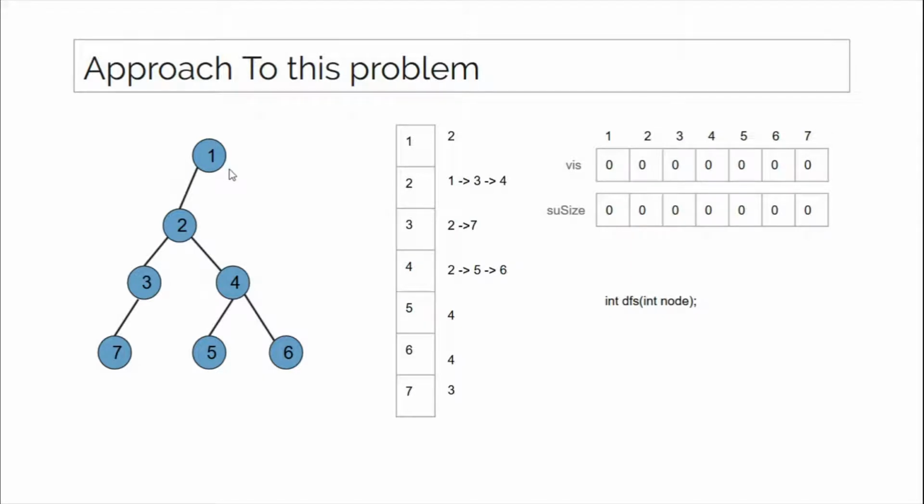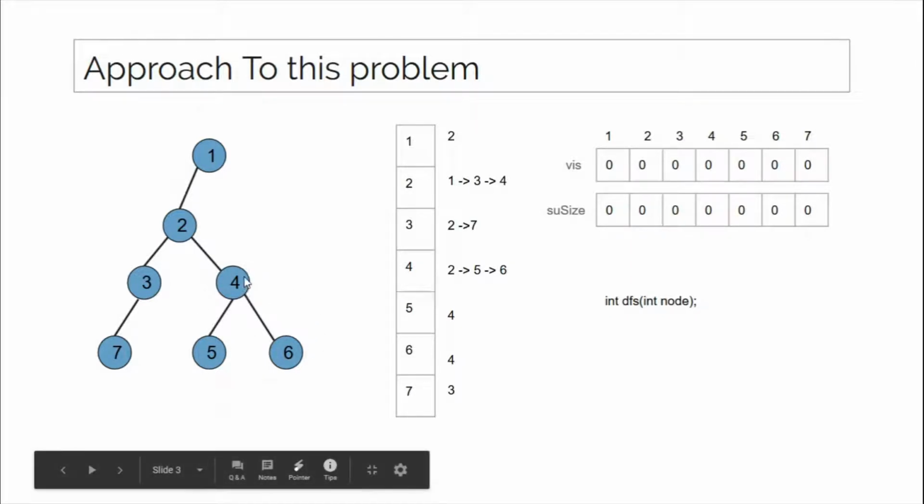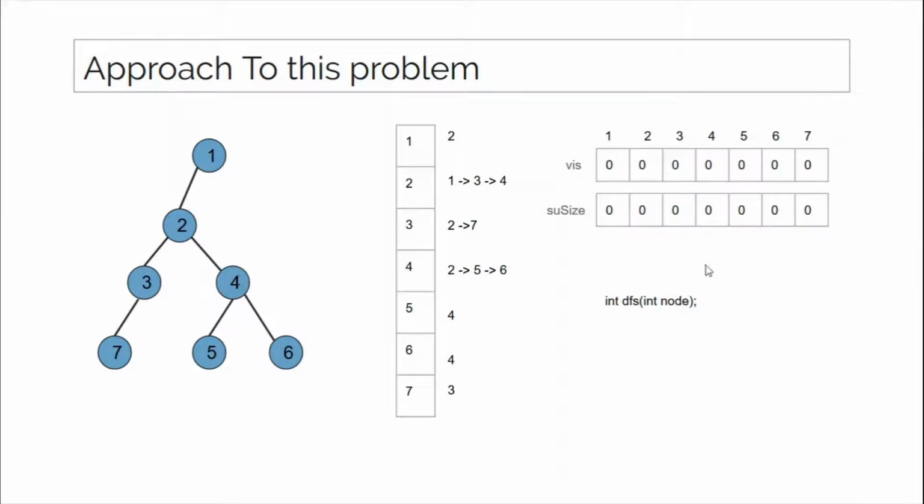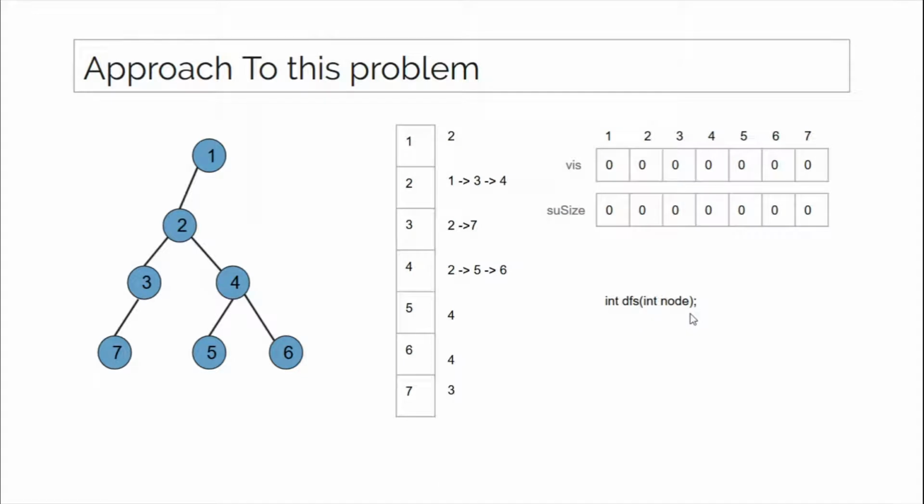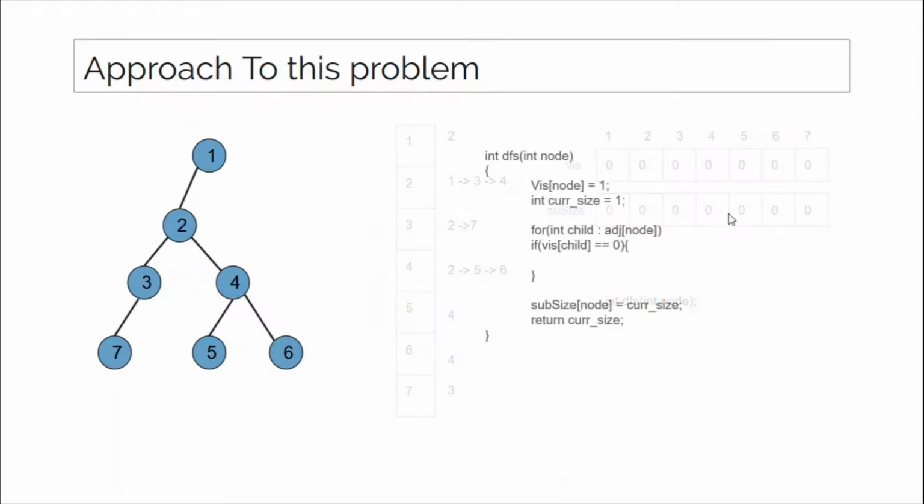If we take node 1 as root, then the subtree size of 4 would become 3 because there would be 3 elements in the subtree of node 4. Now whenever you make a DFS call to some node, it returns the subtree size of that node. So if I make a DFS call to node 3, then it would return 2. DFS 3 would return 2 because there are 2 elements in the subtree of node 3. So how would it be calculated? First, the return type of DFS is integer because it returns the subtree size of that node.